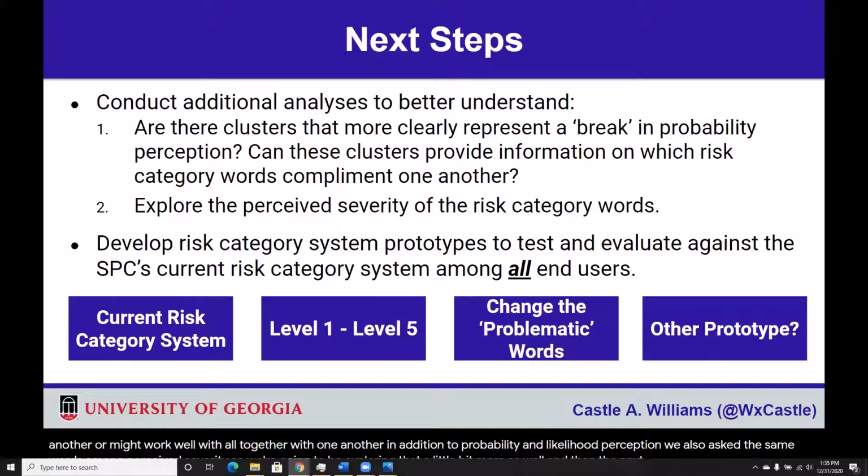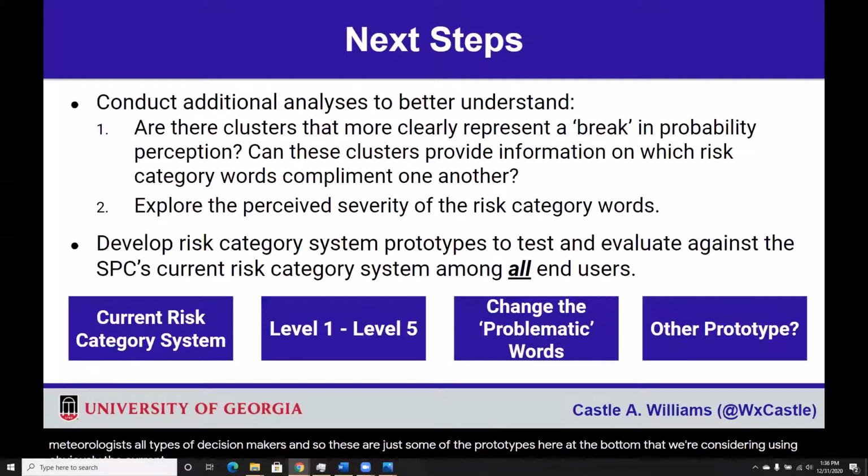And then the next study that we really want to end up doing is developing risk category system prototypes to test and evaluate against the SPC's current risk category system among all end users. And so all is bolded and underlined and italicized here because we want to do general public, emergency managers, broadcast meteorologists, all types of decision makers. And so these are just some of the prototypes here at the bottom that we're considering using.